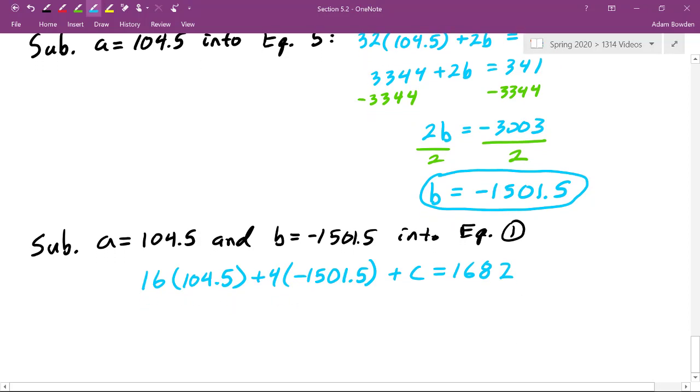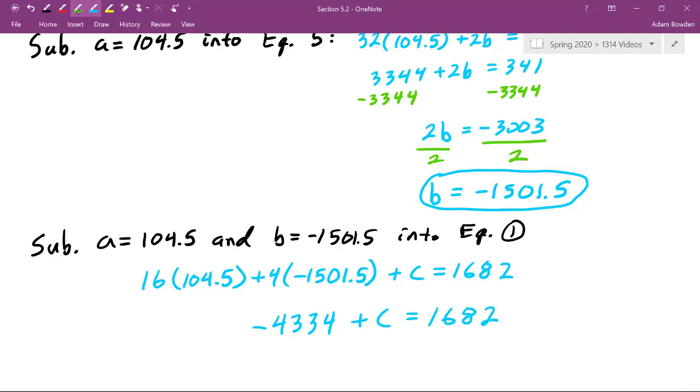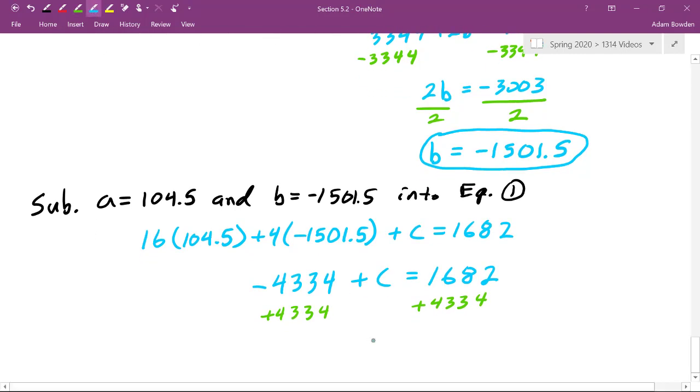Doing the calculation of these numbers gives us negative 4,334 plus c is equal to 1,682. So all that's left to do is to add over this number, and we would now know what c is equal to. C is equal to 6,016.